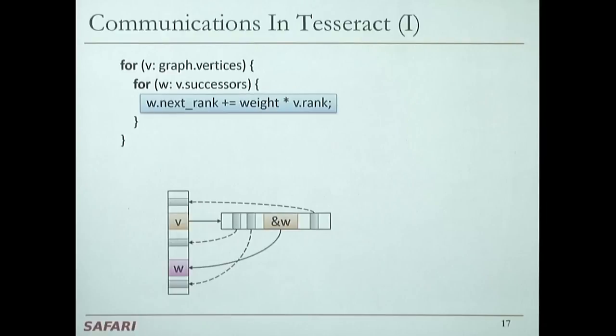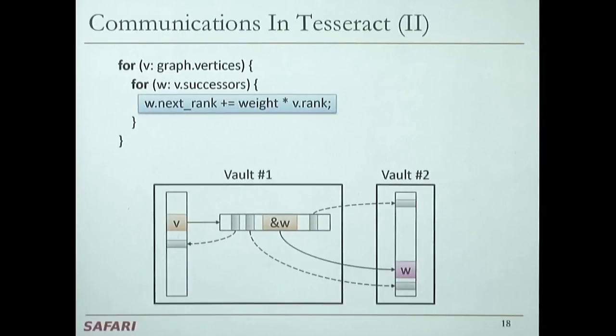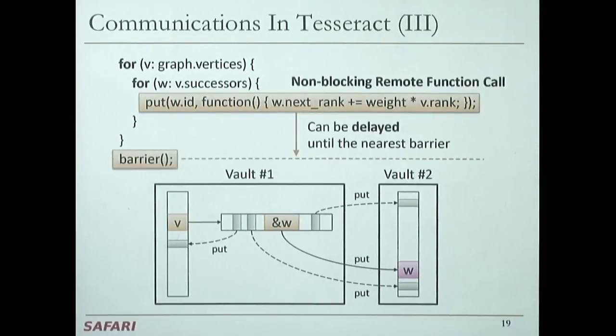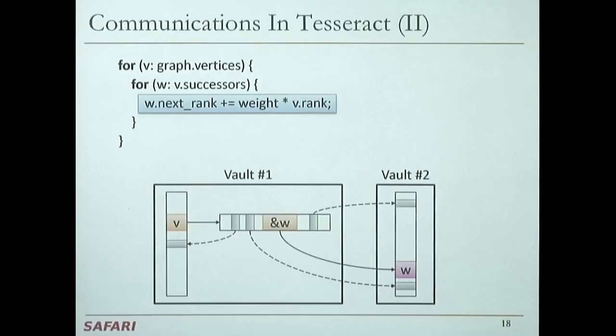So this is how it's done in a single node. But if we actually have the destination W in some other vault, essentially we'll need to send a message to that vault to do the computation. That's the idea. So how do you program this Tesseract system?